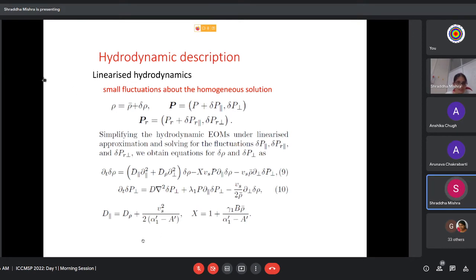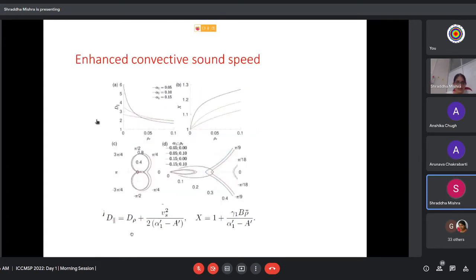And diffusivity is also decreased in the system. This is the plot of the diffusivity as a function of obstacle density, which is decreasing, and this is the plot of the convective speed, which is increasing as a function of the obstacle density. Even in this linearized calculation, we can get the information of what is happening in the full nonlinear analysis of the numerical simulation.